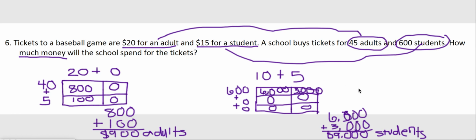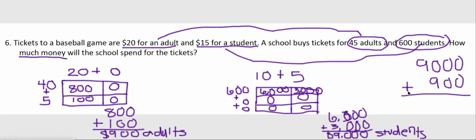to my 900. So I'll come over and I'll have 9,000 plus 900. 0 plus 0 is 0. 0 plus 0 is 0. 0 plus 9 is 9. And 9 plus nothing is 9. So I'm going to have $9,900.